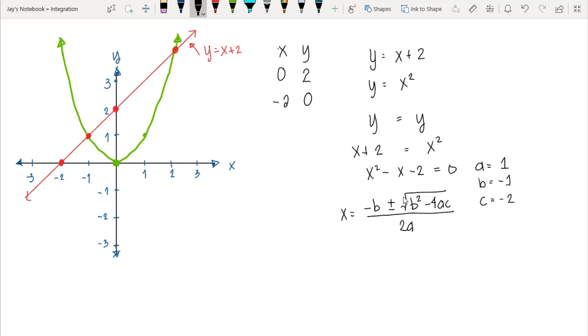Or you can just use your calculator if you have the option in your scientific calculator. By using this quadratic formula or your calculator, we could come up with the values of x, which are equal to 2 and negative 1. So we have two values of x, or two roots, since our equation is quadratic. Therefore, having two different values of x will give us two different values of y.